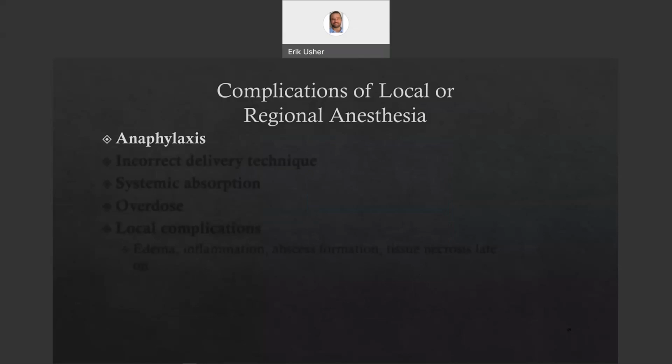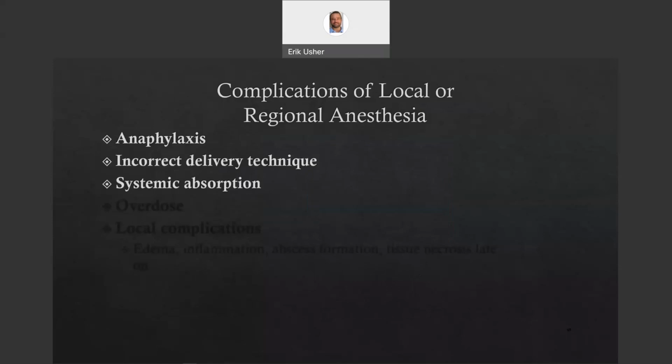Complications of local and regional anesthesia: anaphylaxis. That's always a possibility. We're giving them a medication. They may not react well to that medication. Incorrect delivery techniques. Oops, I gave it intra-arterially by accident when I was giving an infiltration. Systemic absorption. That kind of goes hand in hand there. Overdosing. Local complications.